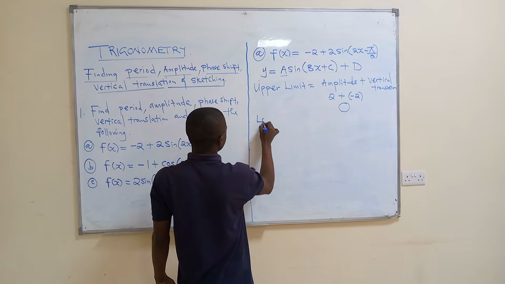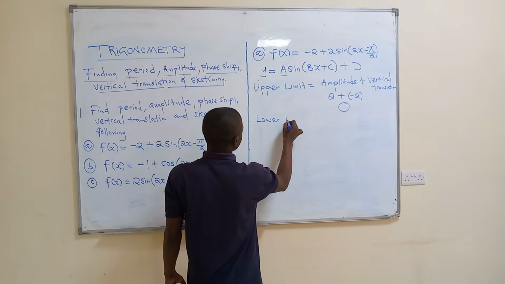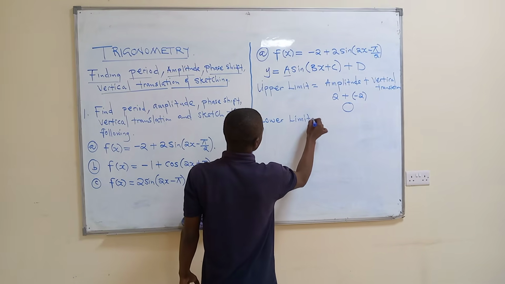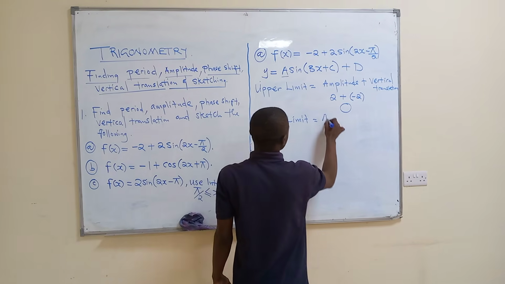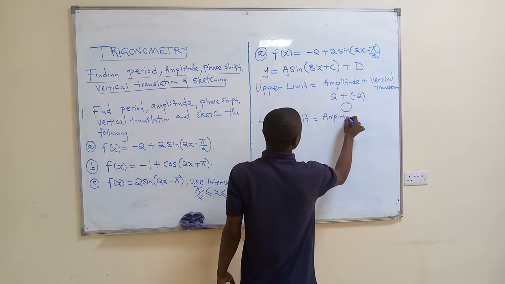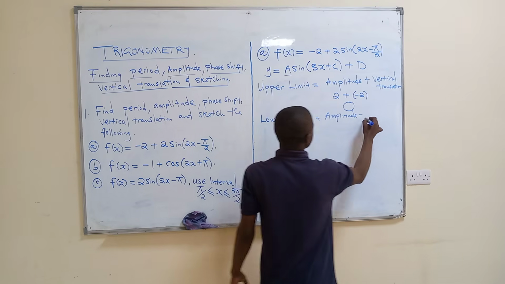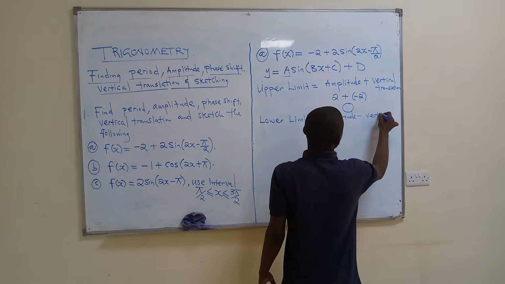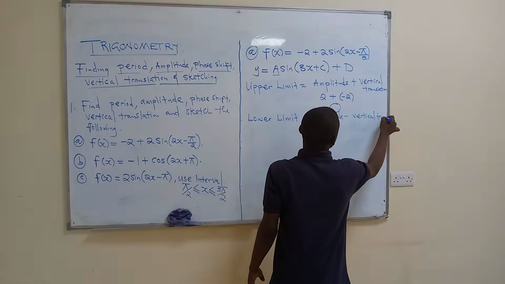Lower limit is equal to amplitude minus vertical translation.